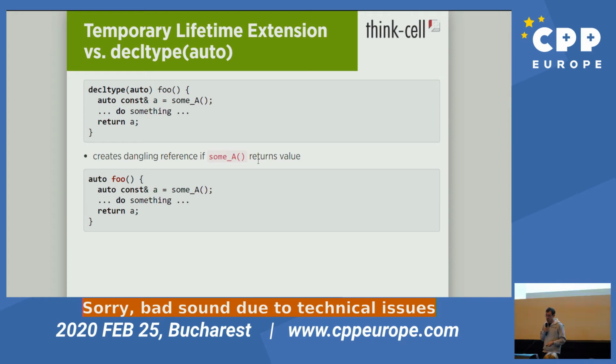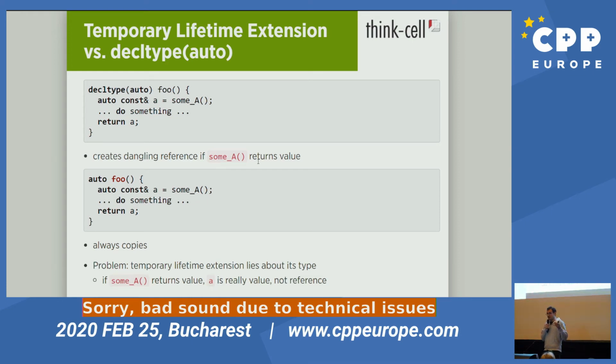Not great. Alternatively, we could say, well, what if you don't return decltype(auto) from foo, but return auto? Well, yeah, that works, but that always generates a copy. So that's also not really what we want. So what do we want?